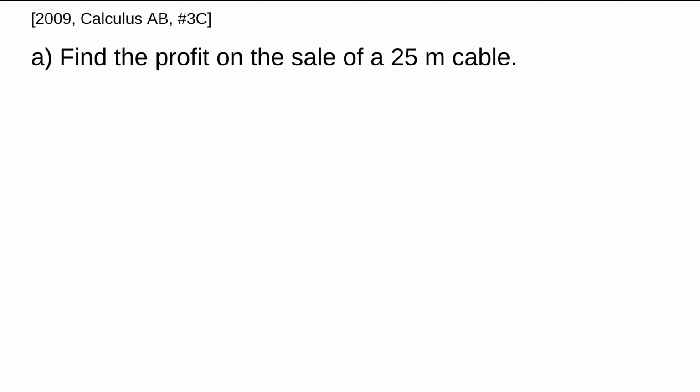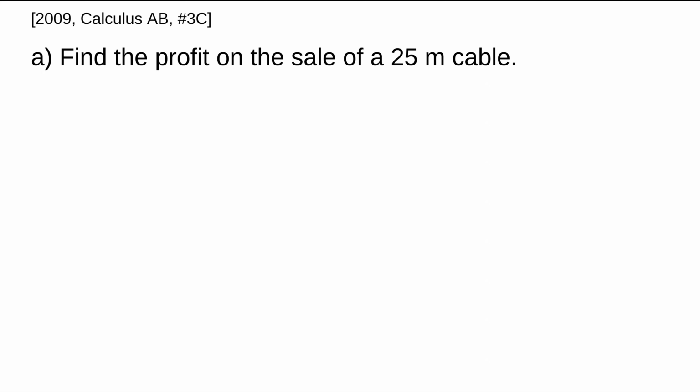This question is from 2009. It's question 3, and it is calculator active. In the question stem, we have a cable company that manufactures and sells lengths of cable. Each meter of cable costs $120, and it costs the company 6 times the square root of x dollars for x meters of cable to be manufactured.